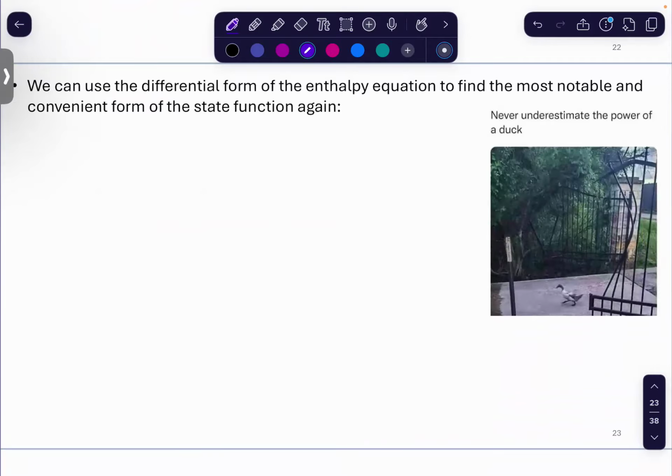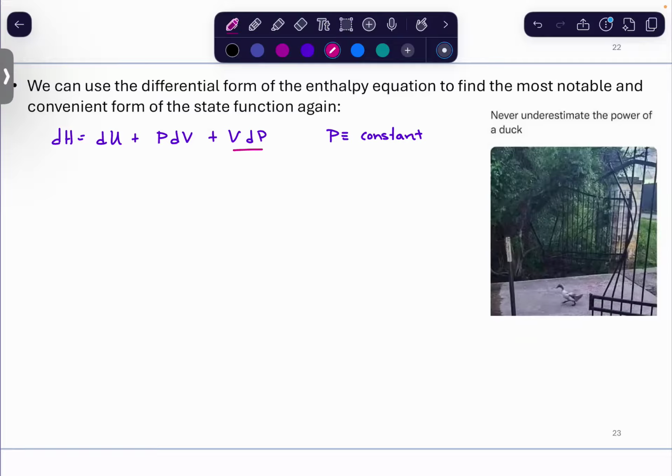However, there is another form of the enthalpy equation that you see more often, and you can use the differential procedure to get there. Once again, we're going to have our dH equals dU plus P dV plus V dP. P is constant. And if P is constant, that means any change in P is zero. So that whole term becomes zero.